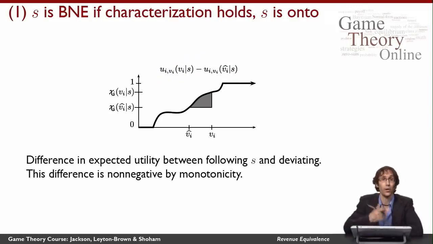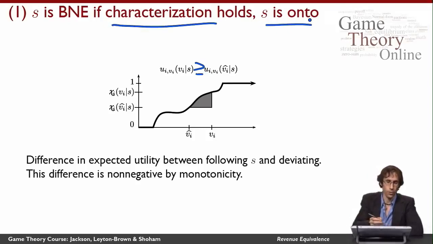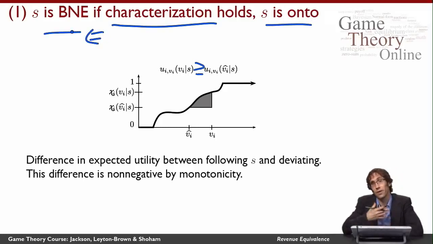And remember, we argued before that as long as this number is greater than or equal to this number, then S is a Bayes-Nash equilibrium. And so what we've just argued is that indeed that's true. So the characterization plus our assumption that S is onto allows us to reason that S is a Bayes-Nash equilibrium. So that's a really powerful thing. We've just seen something very structural about what the Bayes-Nash equilibrium of a quasi-linear mechanism has to look like.